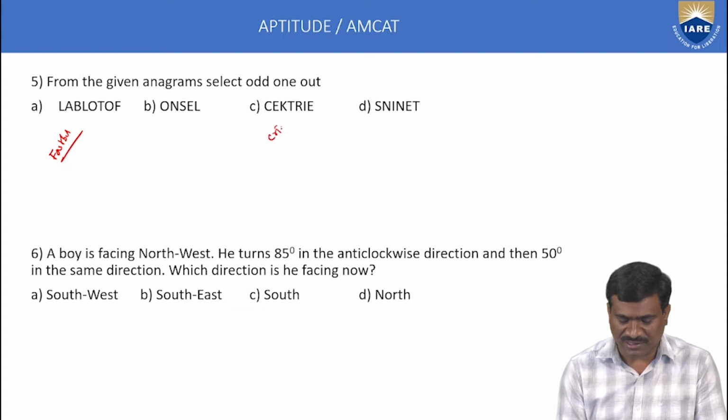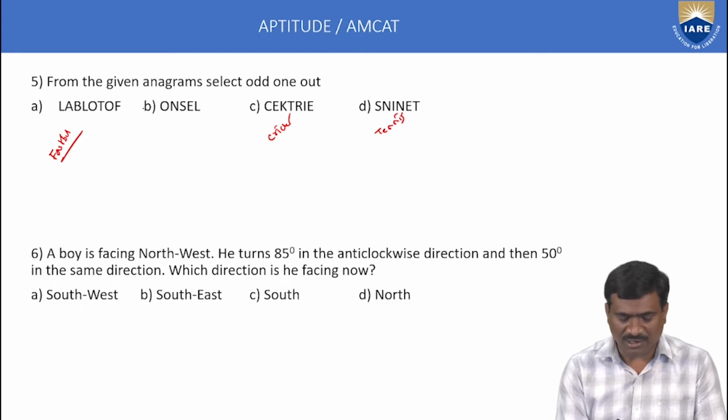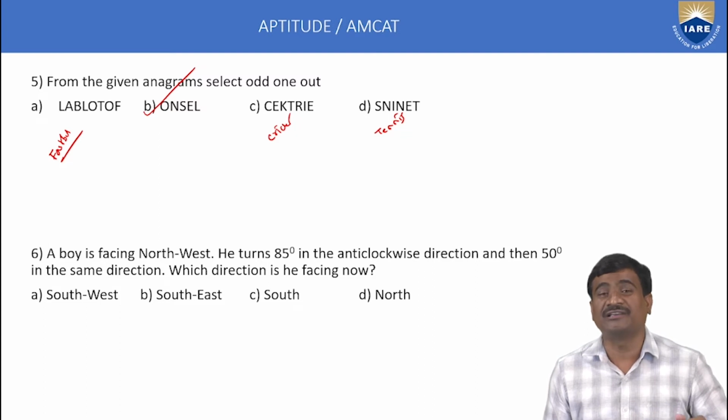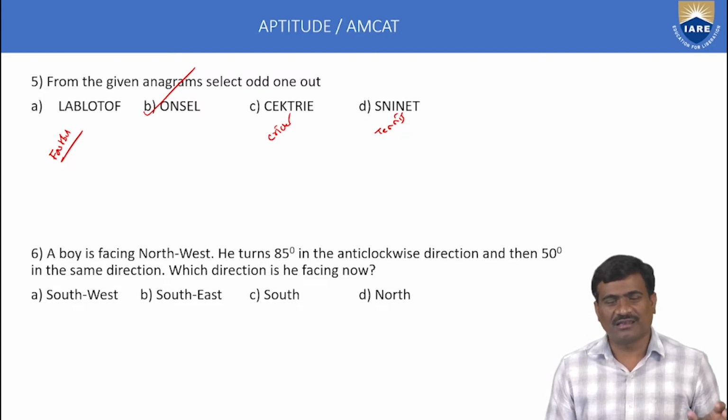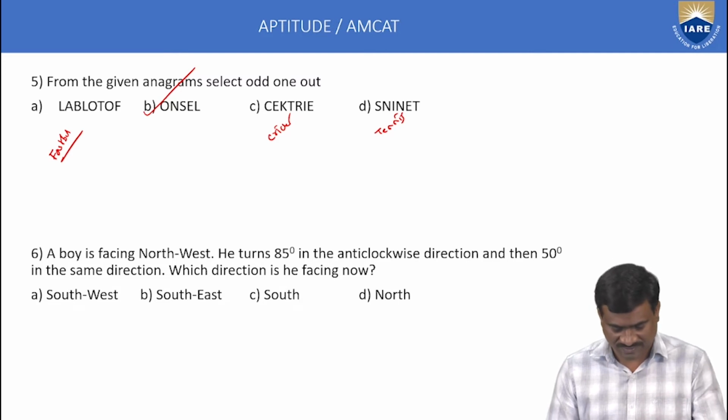Next, option C means cricket. Rearrange the statements. Option D, tennis. But B is not a game. Option B only is correct. Rearranging the letters: A, football. C, cricket. D, tennis. But B is not a game, that is called the odd man out.